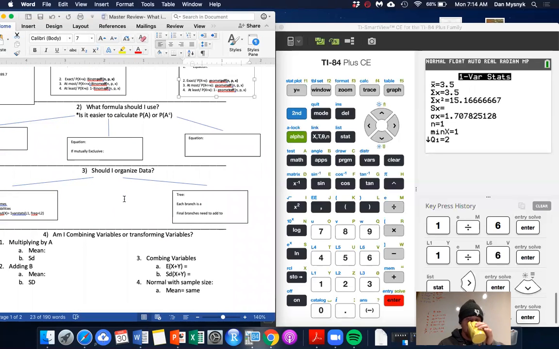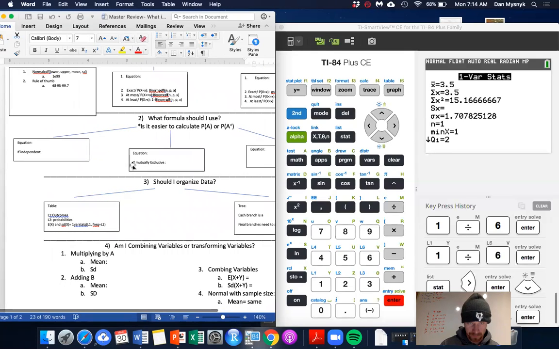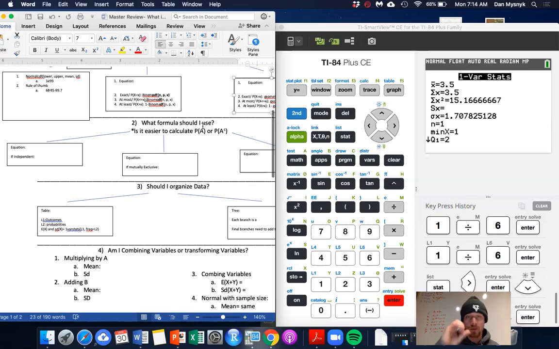Moving forward, what formula should you use? Kind of with that, is it easier to calculate what I want, or is it easier to calculate the opposite of what I want? Remember, you will always use this if it tells you: do 1 minus.